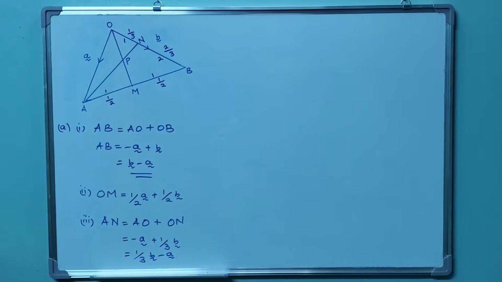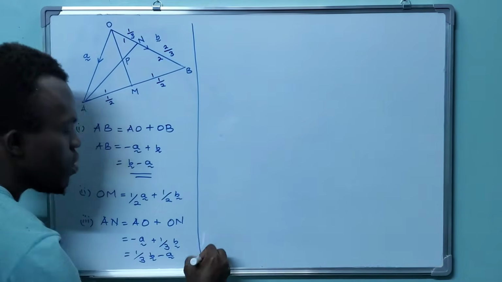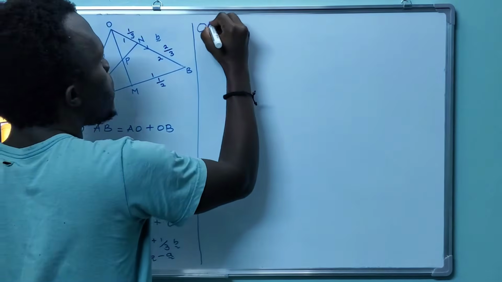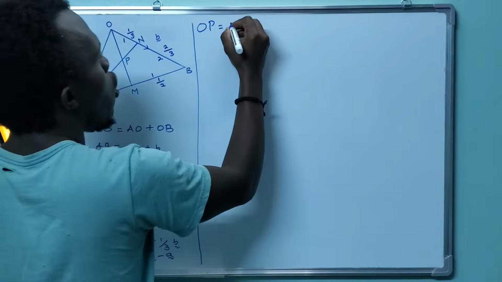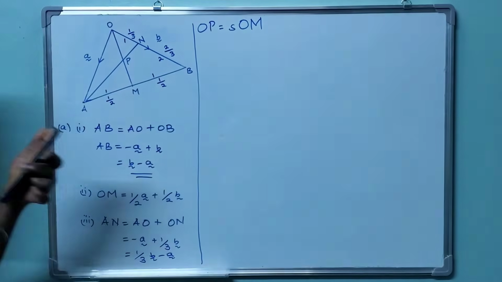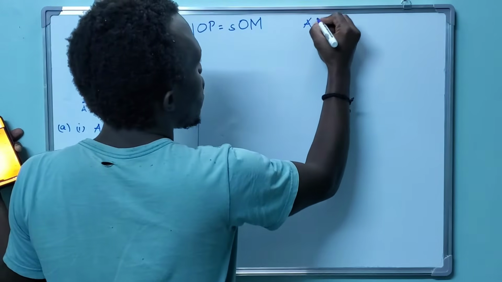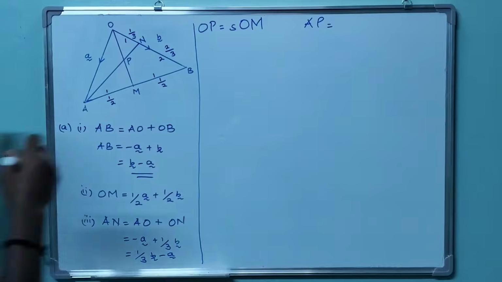So I'm done with question number A. Let us go to question number B. Now, in question number B, I'm being told OP is equal to SOM, and AP equals TAN.